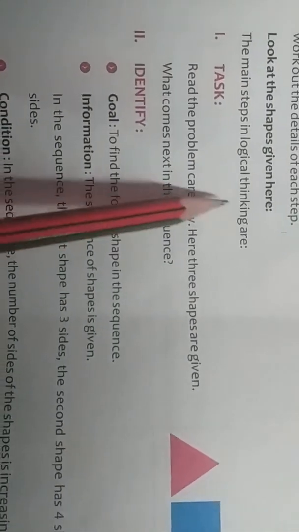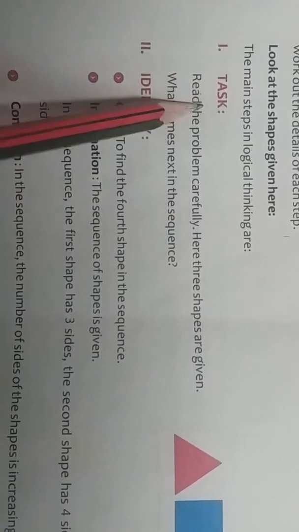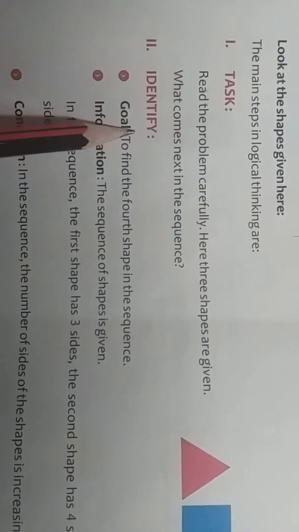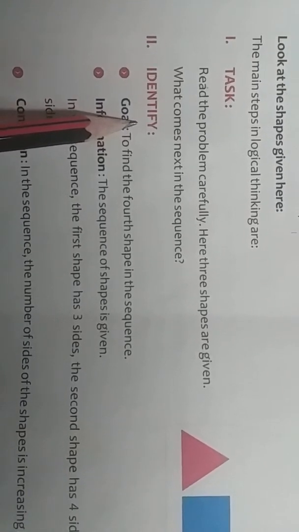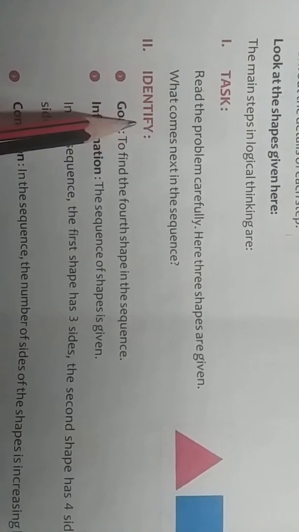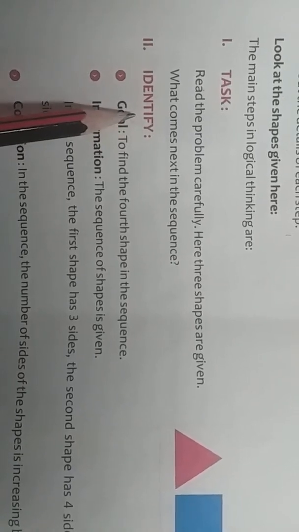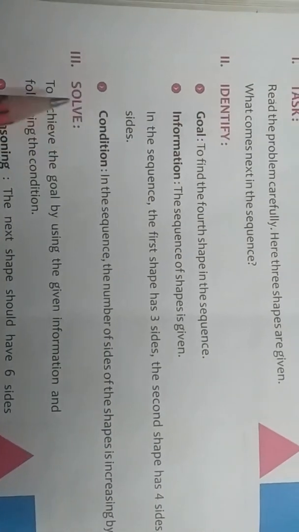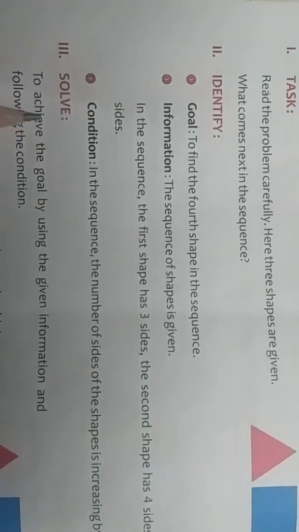Look at the shapes given here. The main steps in logical thinking are: first, task, which is the task we have to perform. Second, identify: we have to identify the task properly, find our goal and what type of data is needed to perform the task. And last, solve: after collecting our data or information, we have to solve that task.